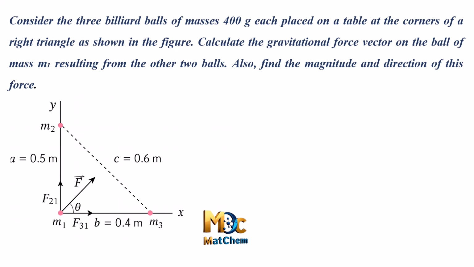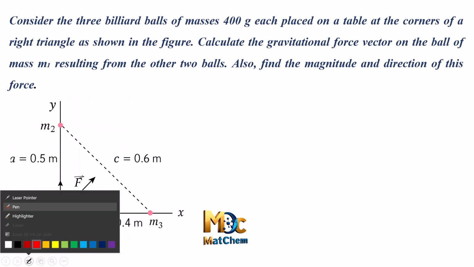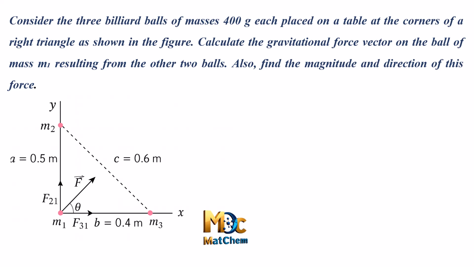So we have three masses m1, m2 and m3 placed on the corners of a right angled triangle. They have given that the mass m1 equal to m2 equal to m3, that is equal to 400 gram, which is nothing but 4 by 10 kilogram. How can you get 4 by 10 kilogram? This 400 gram can be converted to kilogram by multiplying with 10 raised to minus 3. It will become 0.4 kilogram, which is nothing but 4 by 10 kilogram. Clear? So each mass is 4 by 10 kilogram.